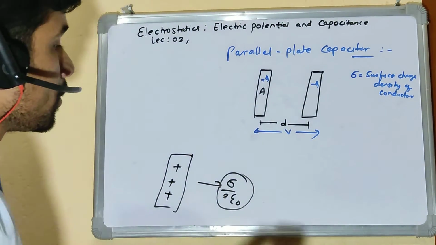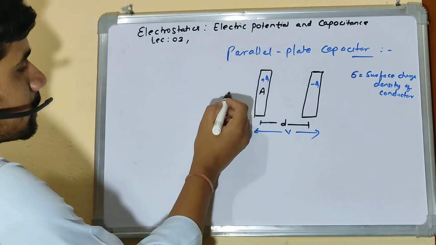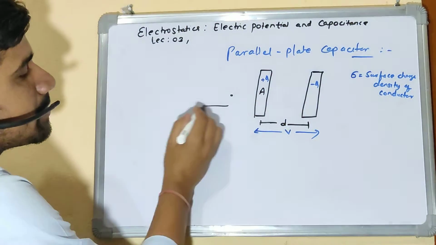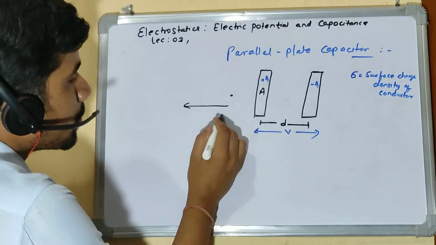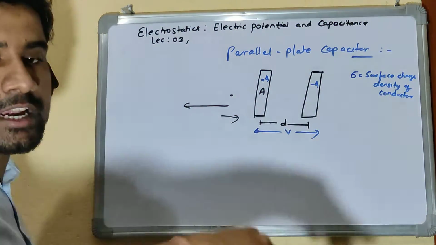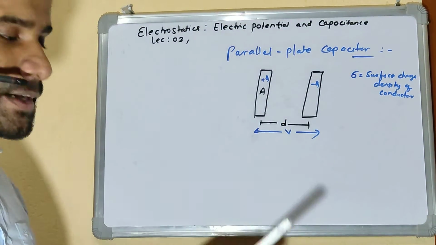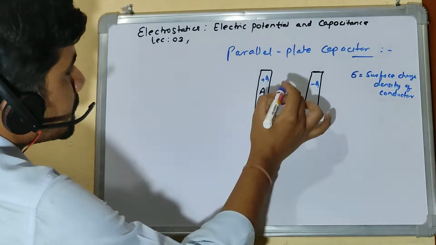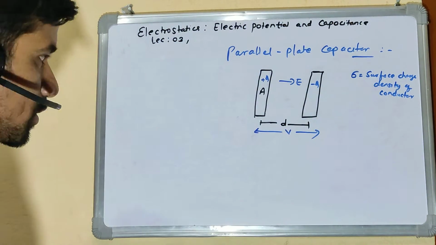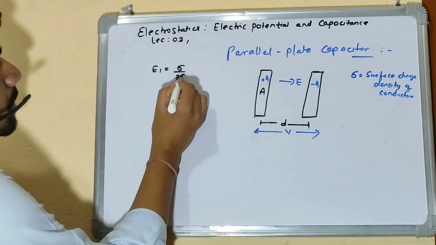Now if I take a point left of this first plate and calculate the electric field at this point, because of this plus q the field will be in this direction, and because of minus q it will be in the opposite direction. The net field will cancel out. Similarly if I go to the right of the second plate. We are only considering the region between these two parallel plates, so we need to calculate what this field is. Because of this plus q, E1 will be sigma by 2 epsilon naught, right?